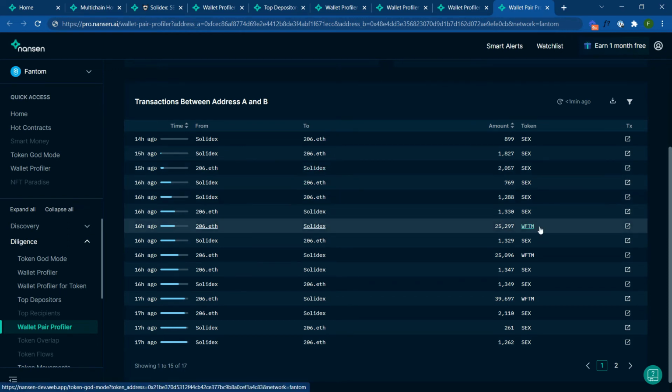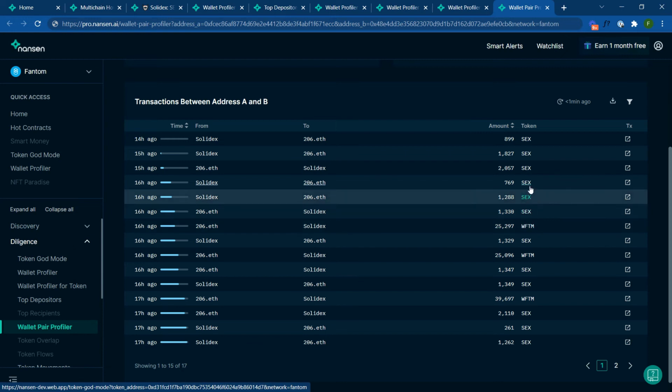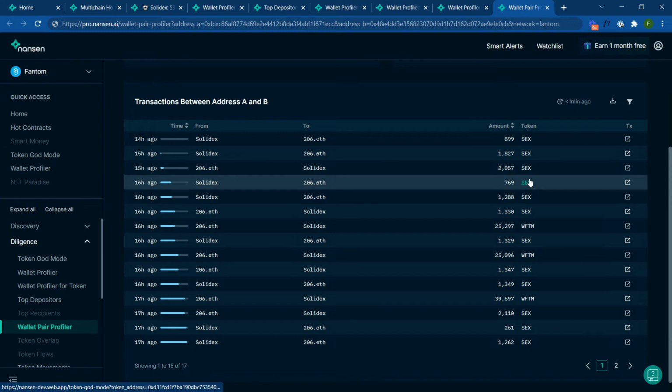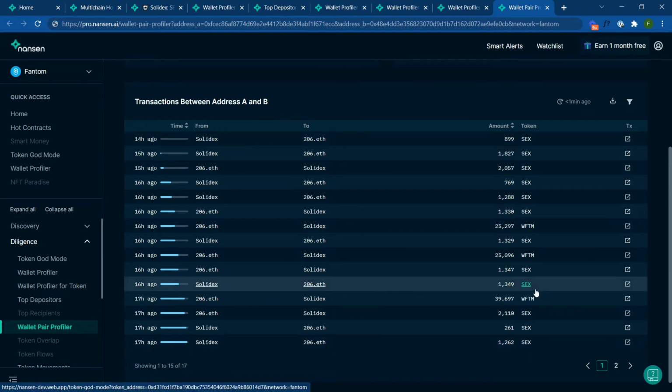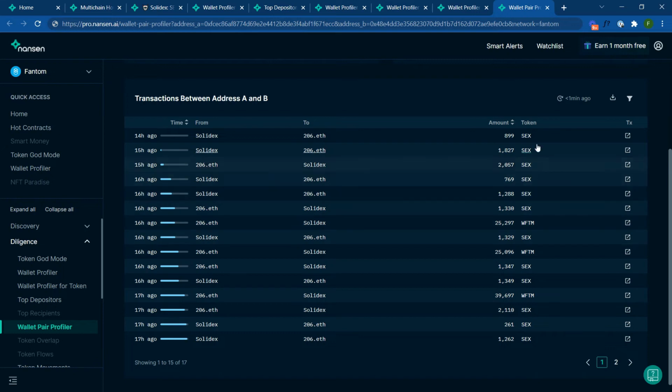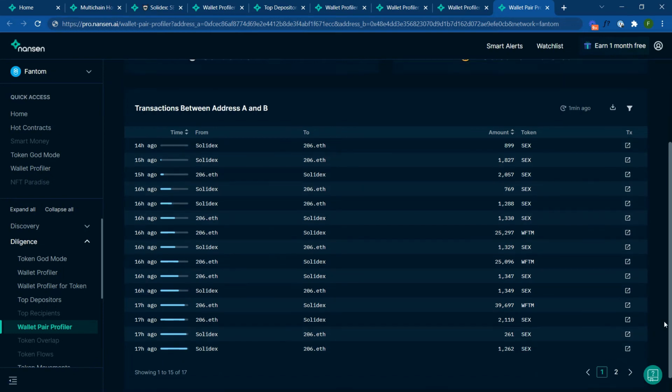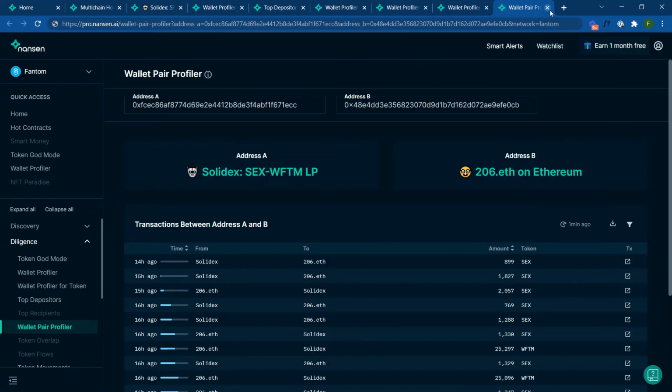As expected, the 17 transactions between these two addresses are all done in wrapped FTM and SEX, but they go both ways when it comes to SEX. In fact, 206.eth is sometimes withdrawing SEX tokens back from Solidex. Understanding the implications of this two-way traffic is an important part of your due diligence process.